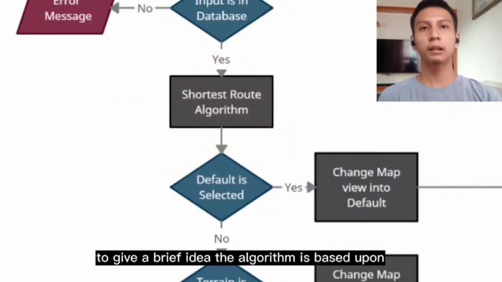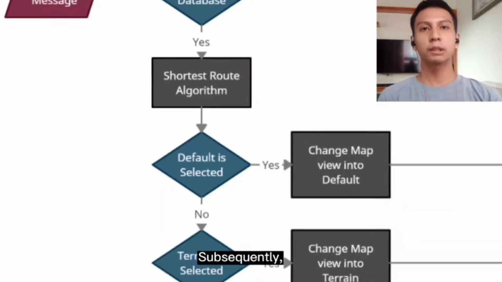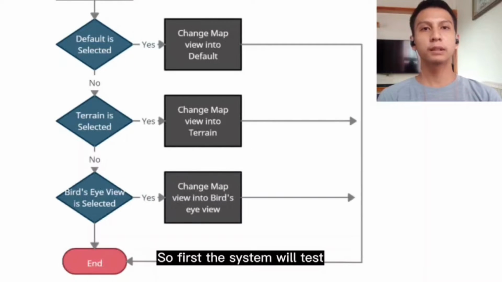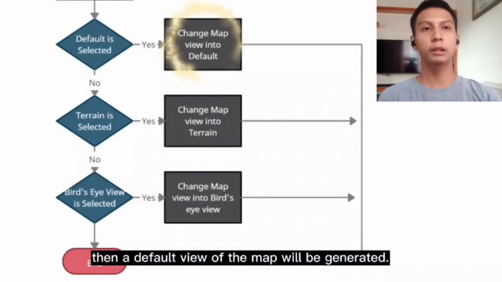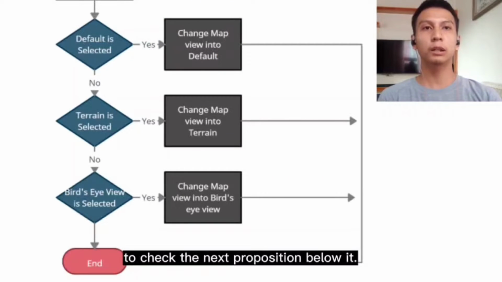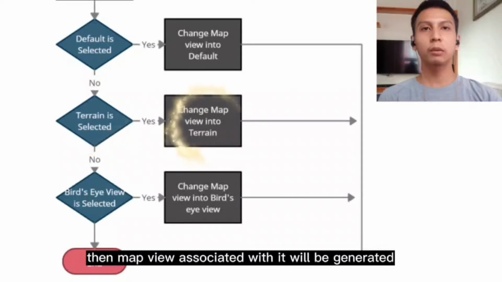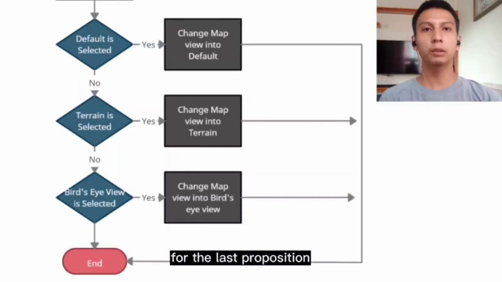To give a brief idea, the algorithm is based upon the Dijkstra shortest route algorithm. Subsequently, an if-else-if decision structure will be executed for the visualization function. So first, the system will test whether the default view is selected. If it is, then a default view of the map will be generated, and the flowchart will come to its end. Otherwise, it will move on to check the next proposition below it. If that button is selected, then the map view associated with it will be generated and the flowchart ends. The process will just be repeated for the last proposition when the previous one is false.